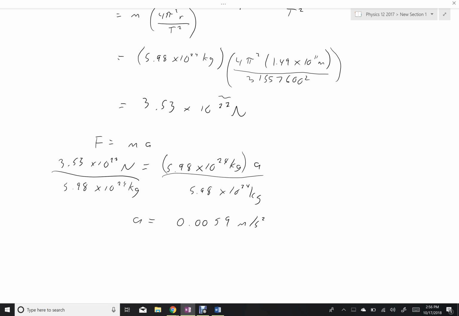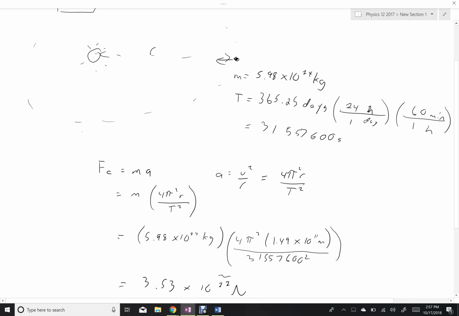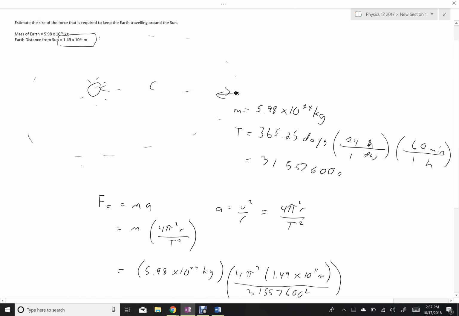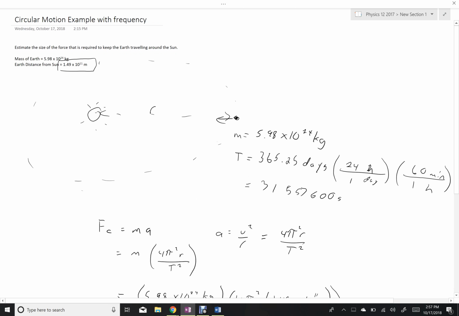Yep, that's right. Okay, so we can use this formula for period to predict forces for things with uniform circular motion. And if it had been a frequency, we could have used the frequency formula instead.